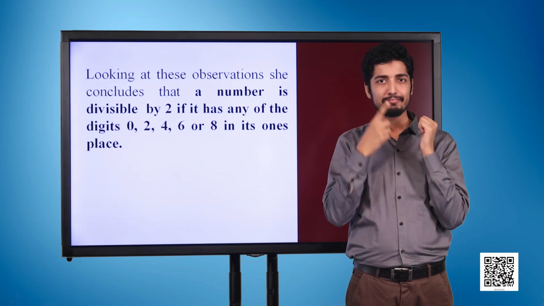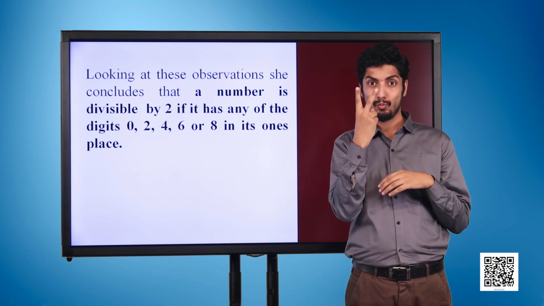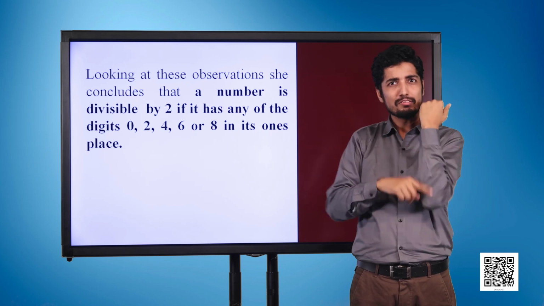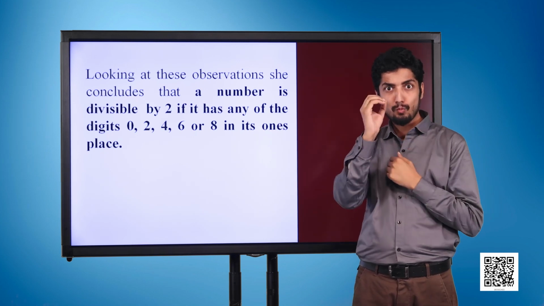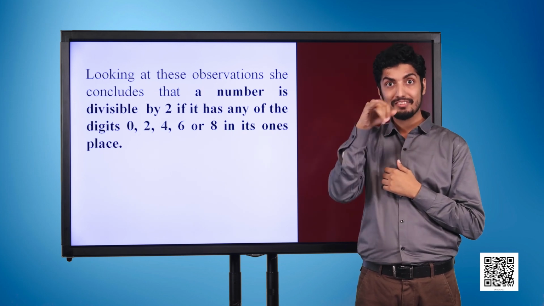Looking at these observations, she concludes that a number is divisible by 2 if it has any of the digits 0, 2, 4, 6 or 8 in its ones place.